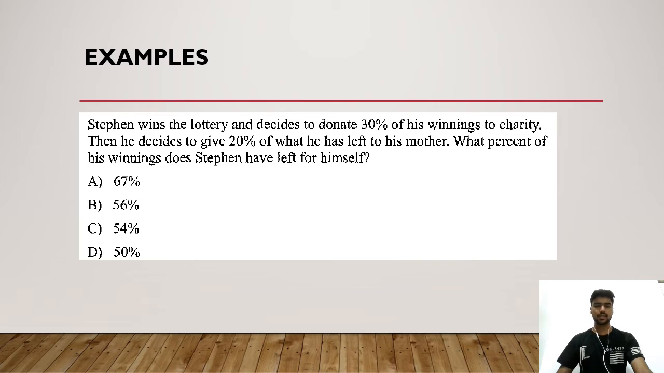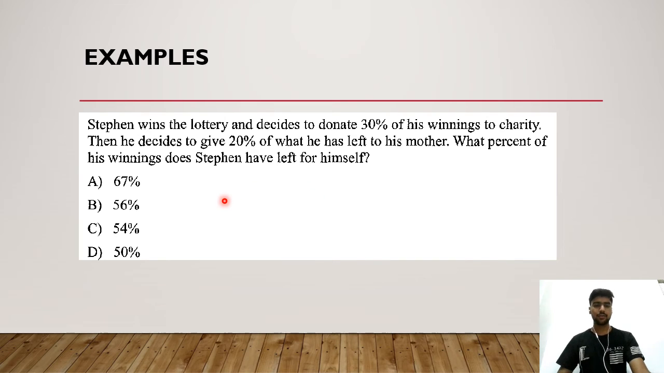So now let's discuss an example. You can pause the video and read the question. In this question, if you observe, it is said that there is a guy named Stephen who wins the lottery and he donates 30% of his winnings to charity, and then he decides to give 20% of what he has left to his mother. So we need to find what percent he has at the end.